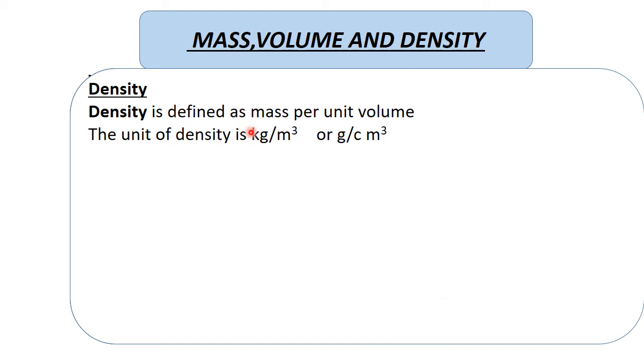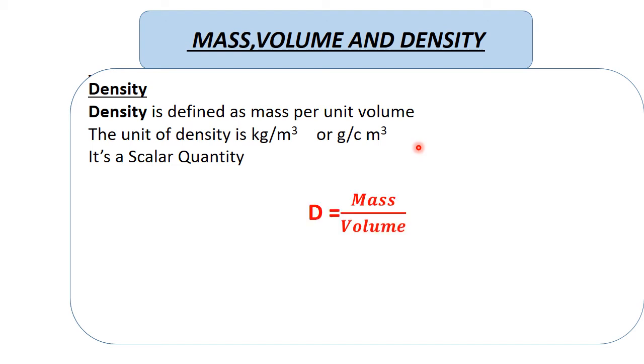So usually when you are finding density, if your mass is in kilogram, make sure that your volume is meter cubed. If your mass is in gram, make sure that your volume is centimeter cubed, because these are treated to be the SI units for density, kilogram per meter cubed or gram per centimeter cubed. And of course, density is a scalar quantity.